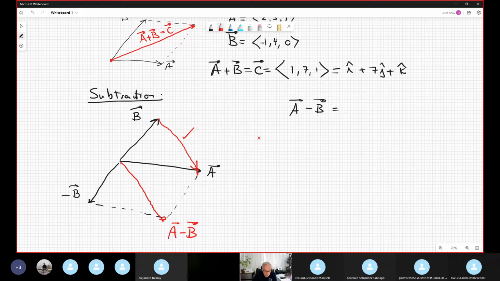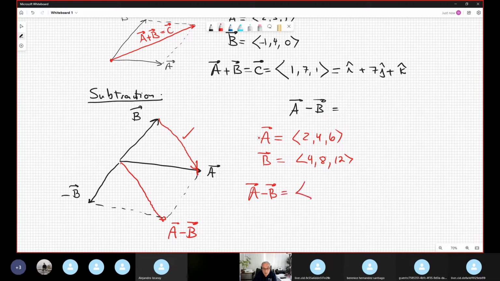Yes, okay. Then, algebraically, suppose another example. Given a vector a, this vector 2, 4, 6, and the vector b is the vector 4, 8, 12. I don't know, in this example it is 12, and you need to find a minus b.